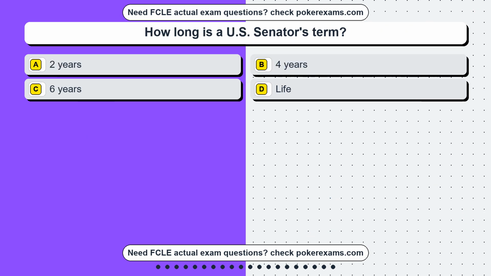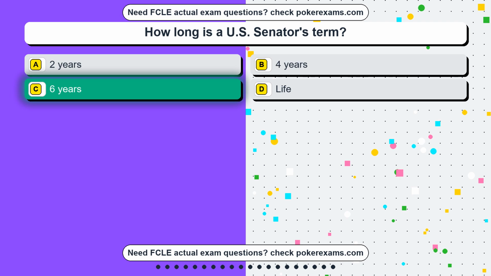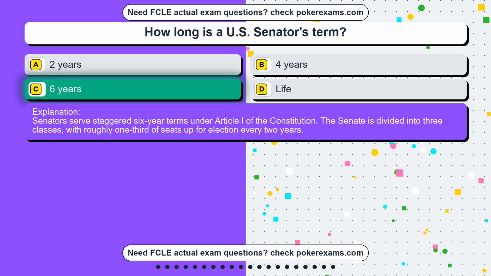Question 18. How long is a U.S. Senator's term? Option A, 2 years. Option B, 4 years. Option C, 6 years. Option D, life. The correct answer is option C, 6 years. Senators serve staggered 6-year terms under Article I of the Constitution. The Senate is divided into 3 classes, with roughly 1/3 of seats up for election every 2 years.